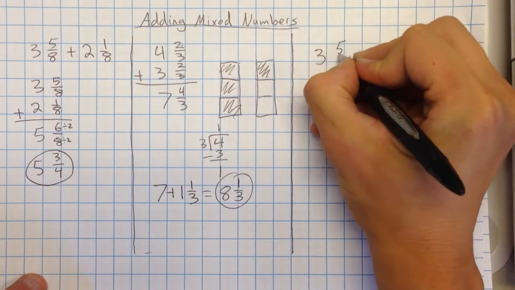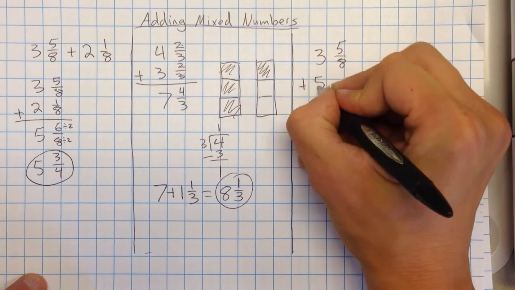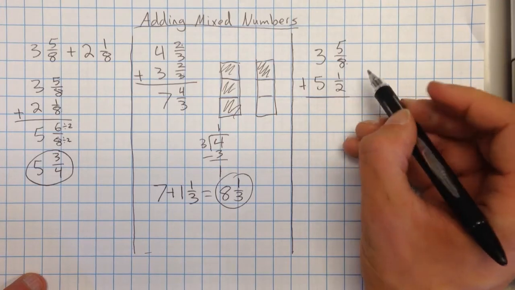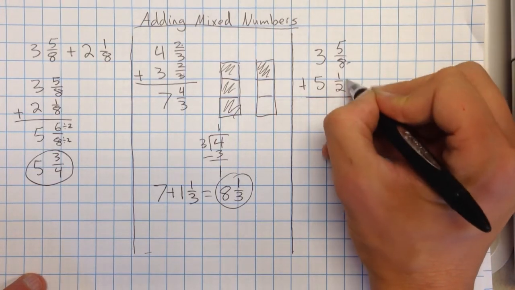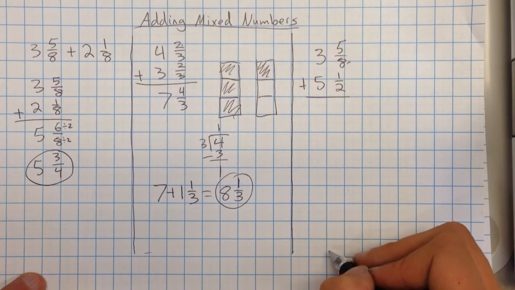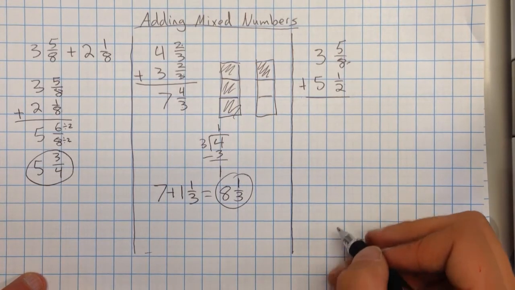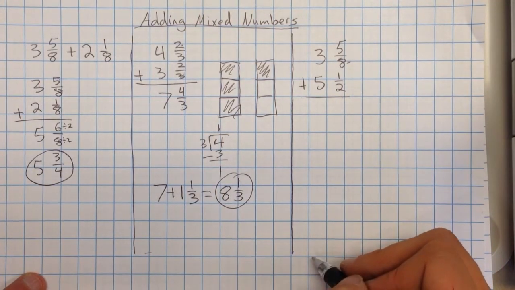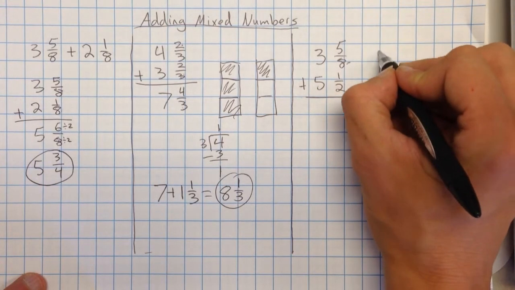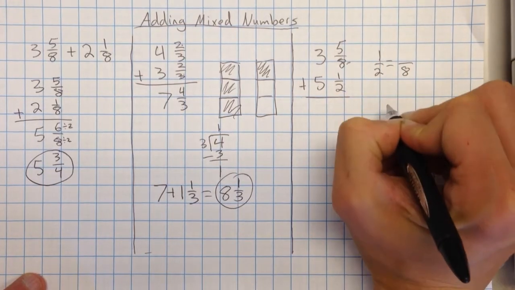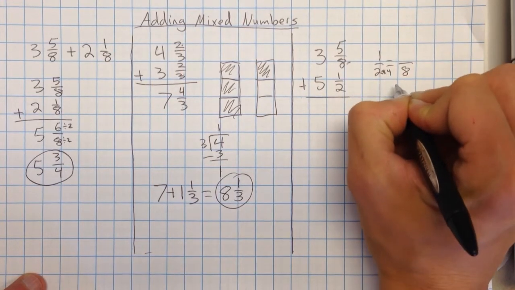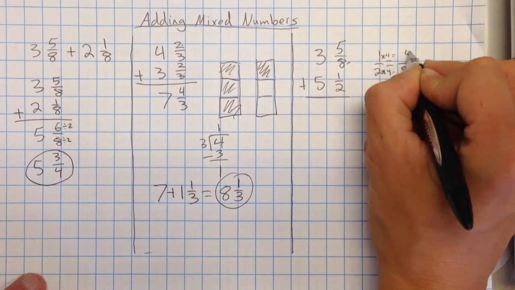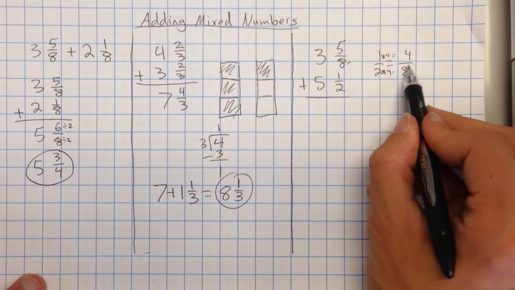So let's say you had 3 and 5/8 plus 5 and 1/2. I would immediately look at that and notice I have two different denominators. So I would have to think, 8 and 2, what's a common denominator I could use? Now the least common denominator, in this case, I can see that 2 can turn into 8. If you can turn one fraction into the other with multiplication, then you're good to go. So I'm going to take 1/2 and think, how many eighths is that going to be? Well, I would have to multiply 2 by 4. And if I multiply the denominator by 4, I also have to multiply the numerator by 4 to keep things equivalent. So 1/2 is equivalent to 4/8.